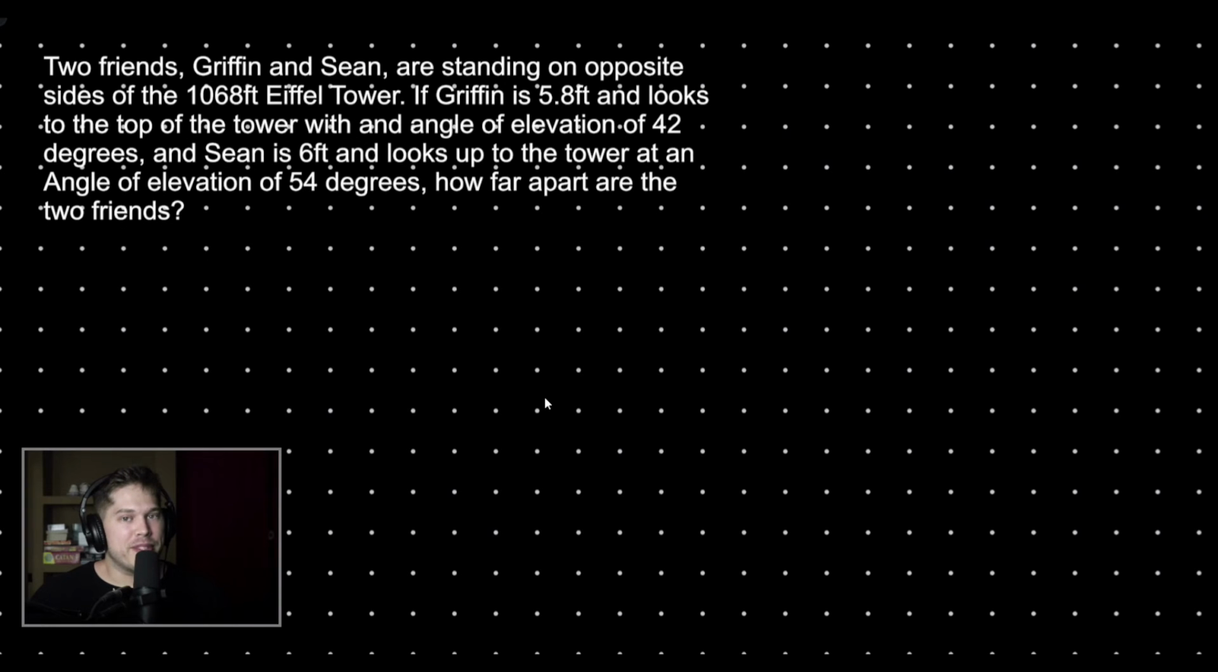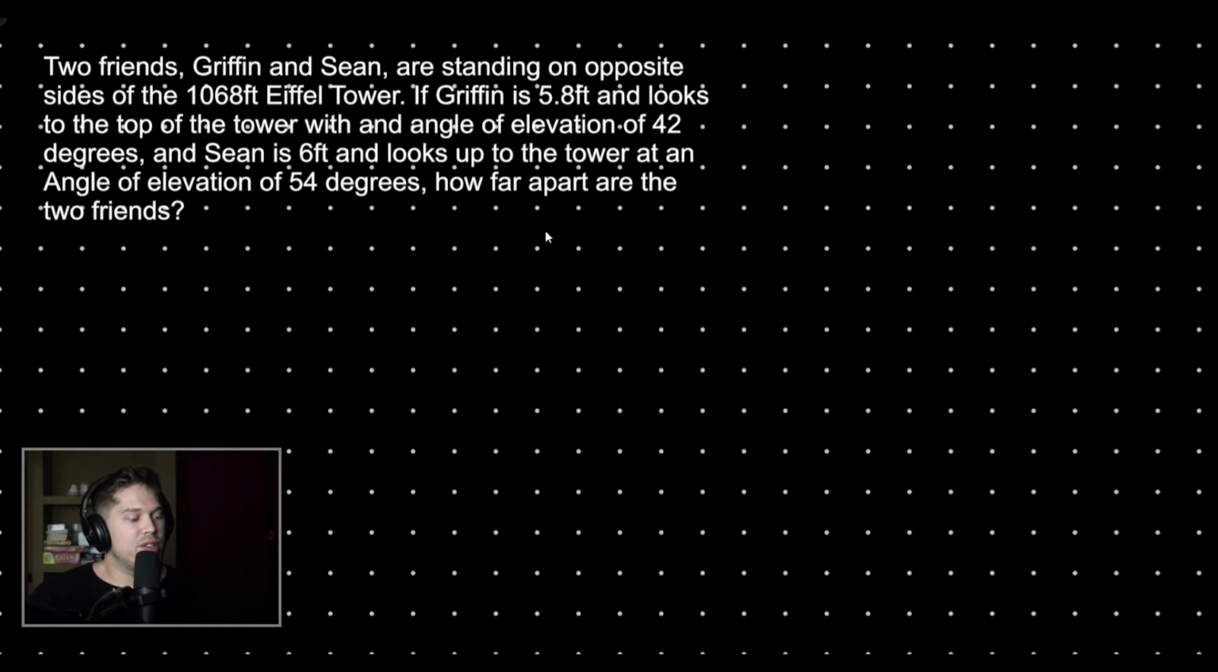All right, next problem. Let's look at another one. Two friends, Griffin and Sean, are standing on opposite sides of the Eiffel Tower. If Griffin is 5.8 feet and looks to the top of the tower with an angle of elevation of 42 degrees, and Sean is 6 feet and looks up to the tower at an angle of elevation of 54 degrees, how far apart are the two friends?